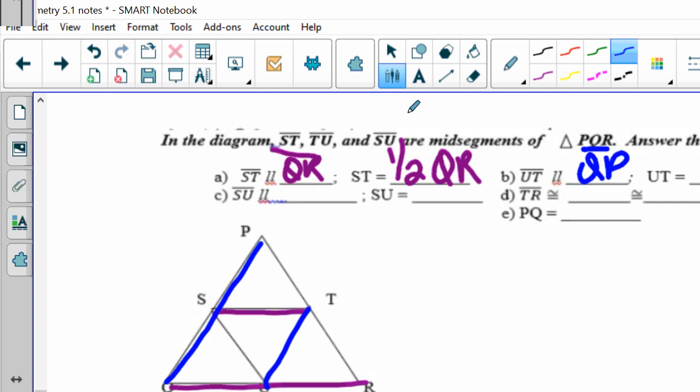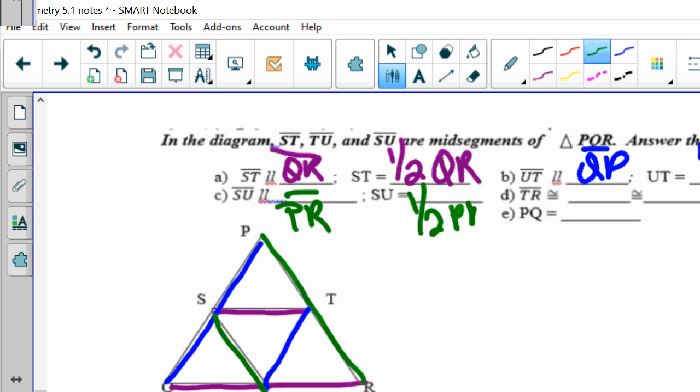UT is equal to, again, we see that UT is smaller, so that's going to be 1/2 of QP. Next, they give me segment SU is parallel. We see that that is parallel to segment PR. So SU is going to equal 1/2 of PR.